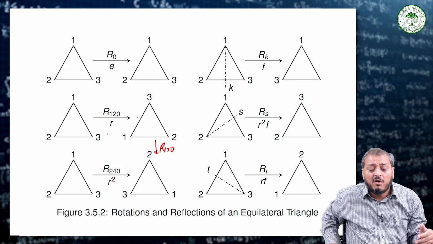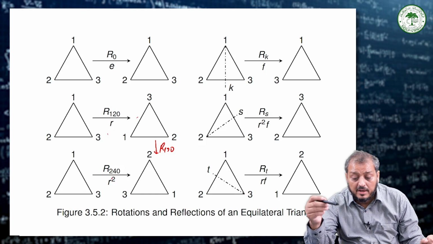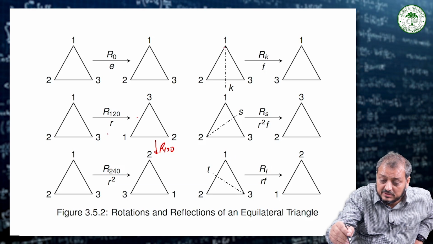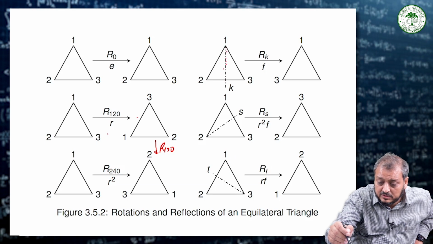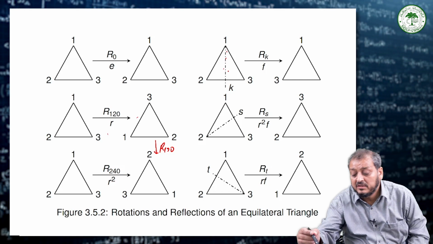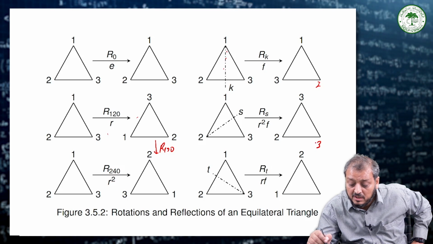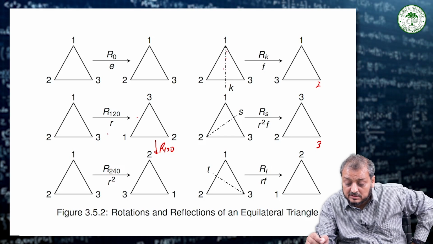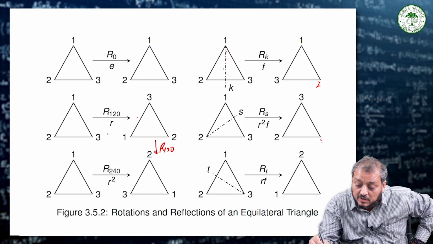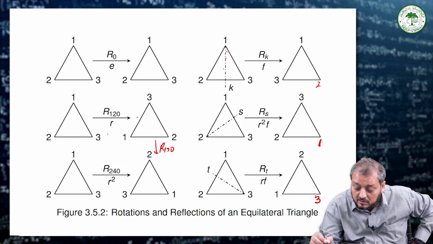So this completes all the 3 rotations, and now we take the reflection about this axis. So this is 2, this is 3, and this is 1, and this again is 3.